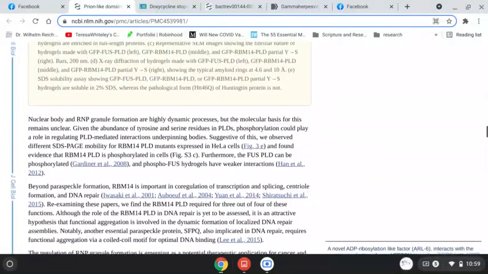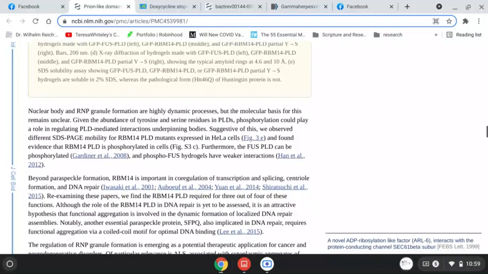Okay, let me read a little bit more. Nuclear body and RNP granule formation are highly dynamic processes, but the molecular basis for this remains unclear. Given the abundance of tyrosine and serine residues in prion-like domains, phosphorylation could play a role in regulating the prion-like domain-mediated interactions underpinning these bodies.